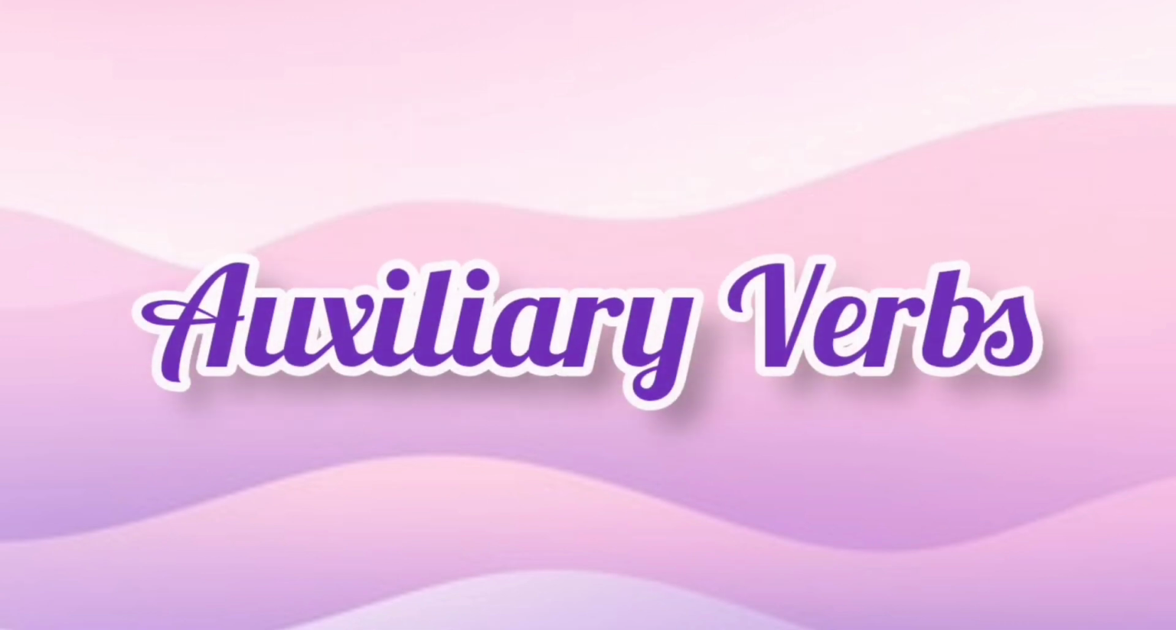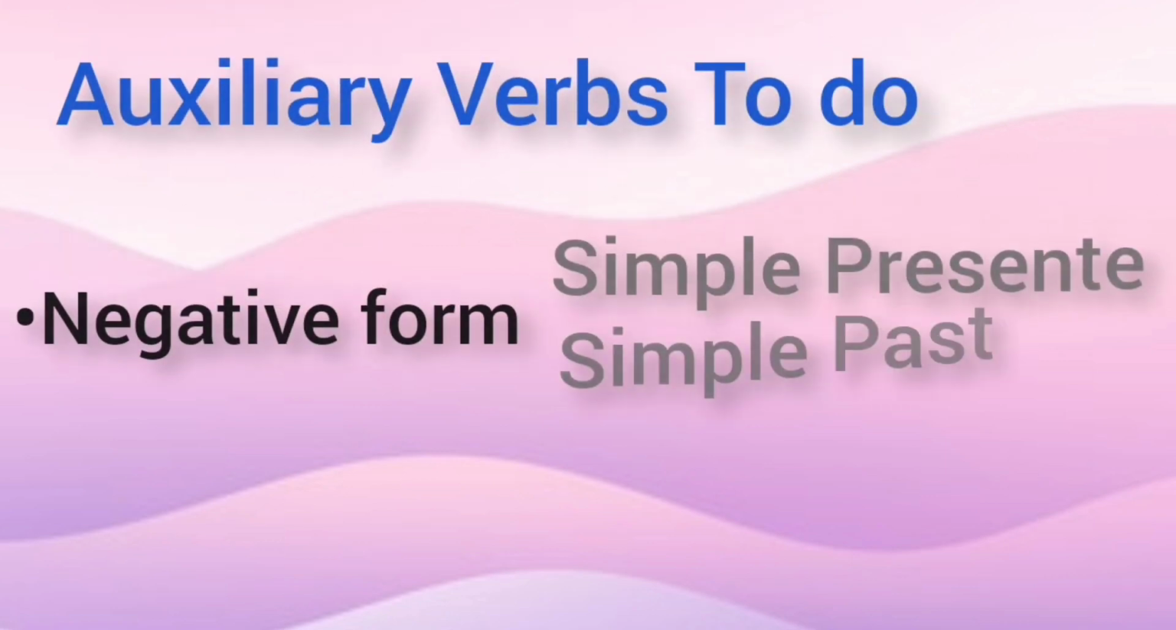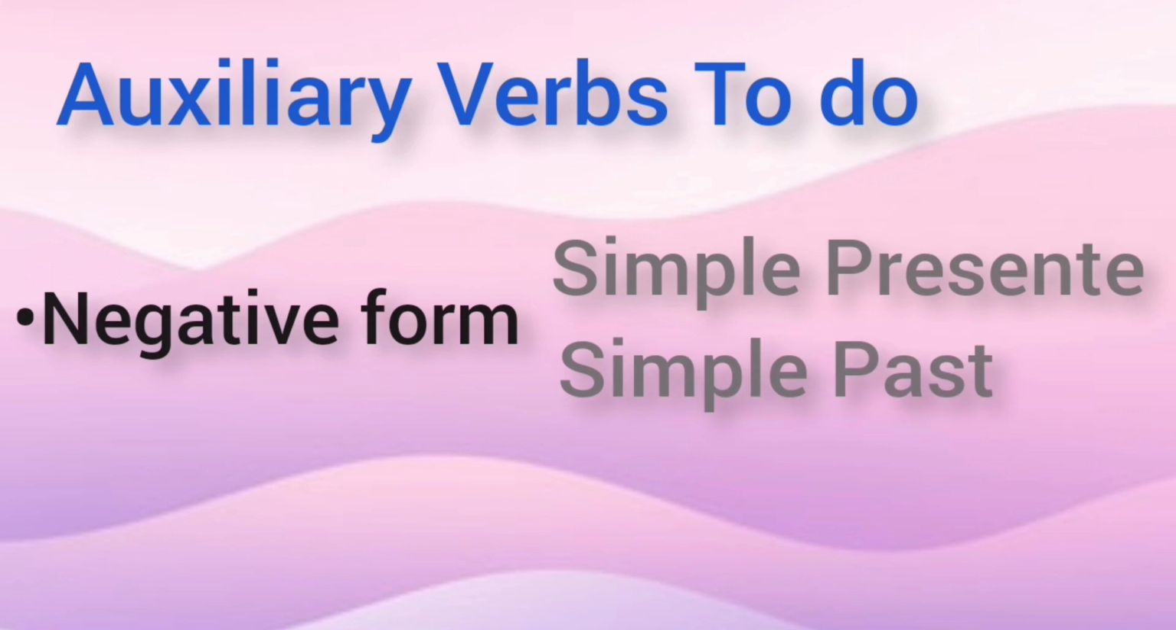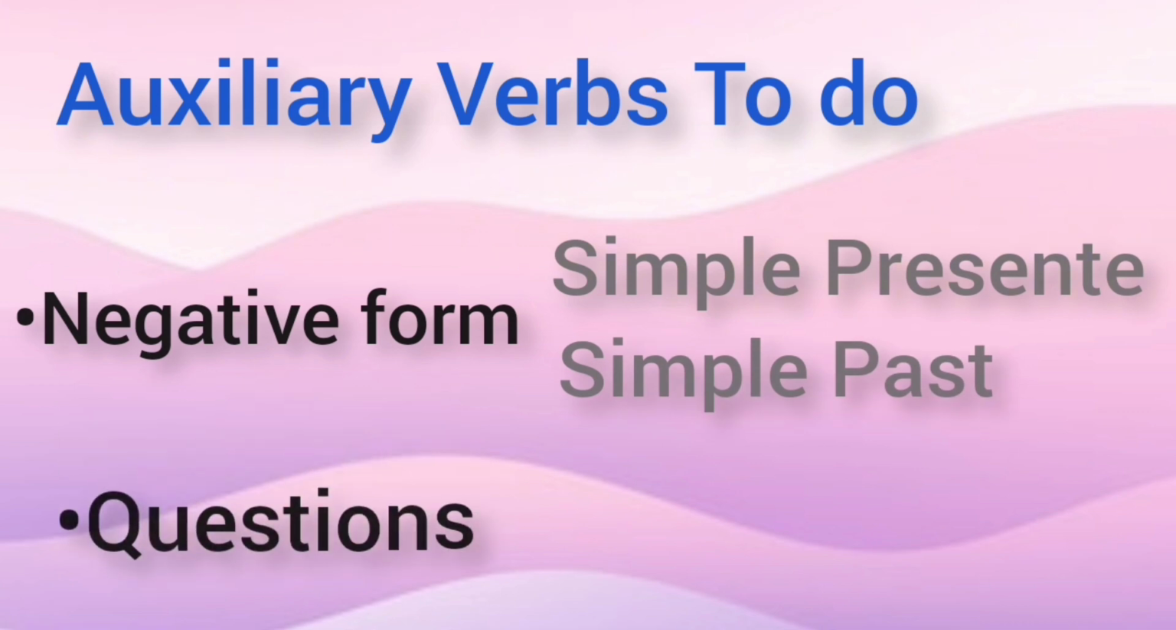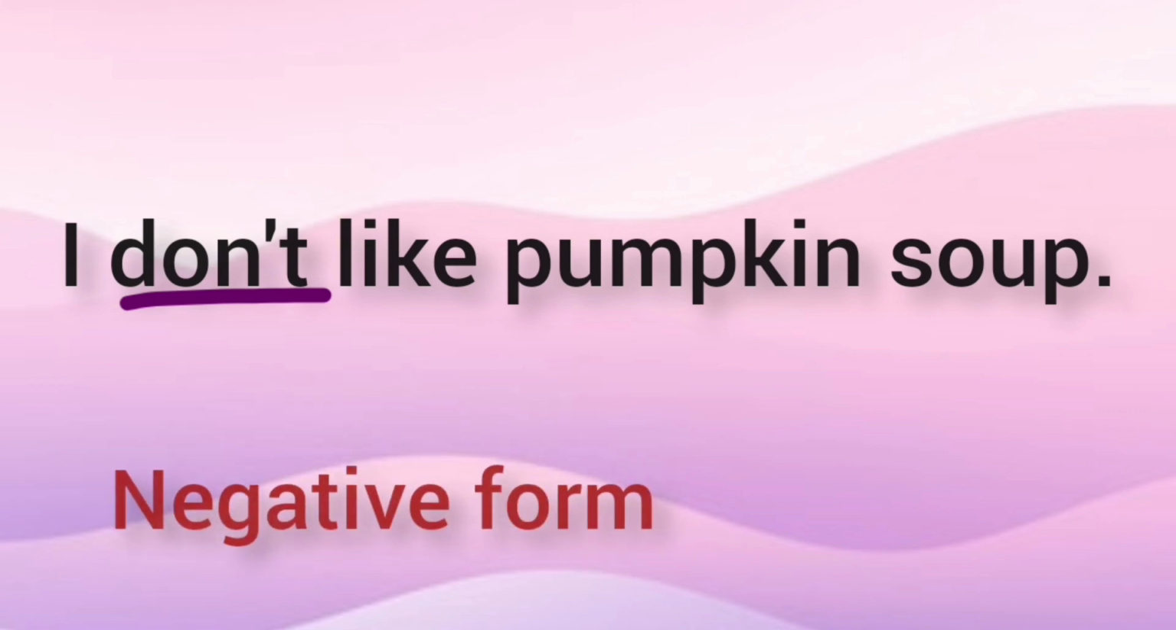Two. Auxiliary verb. For example, we use verb to do as an auxiliary verb in the negative form, in the simple present and simple past, and also for questions. For example, I don't like pumpkin soup. In this sentence, don't is the auxiliary verb in the negative form.